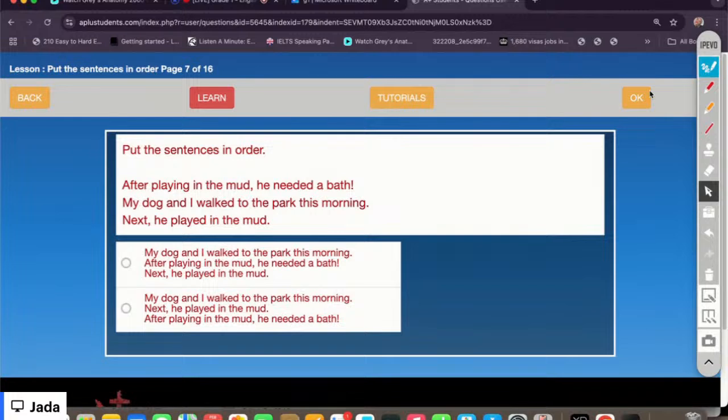So we have after playing in the mud, he needed a bath. My dog and I walked to the park this morning. Next he played in the mud. So what is the right order for this?